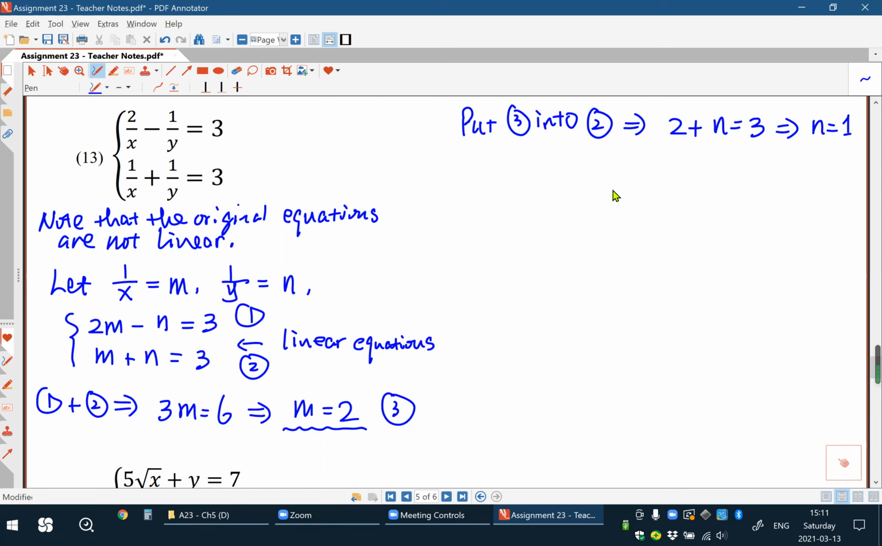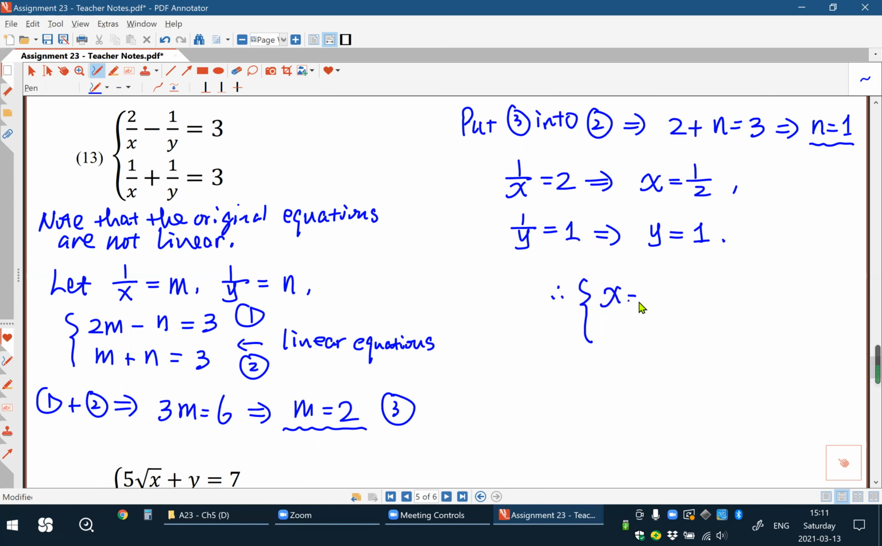Okay, be careful here. It's not over yet because we want to solve x and y, right? Because we have solved m is 2, that means 1 over x is 2, right? So that means x is 1 over 2, right? Again, 1 over y is n. You have solved n is 1, so that means 1 over y is 1. That means y is 1. So in this way, we have solved x and y. Now we can make the conclusion: x is 1 over 2 and y is 1.